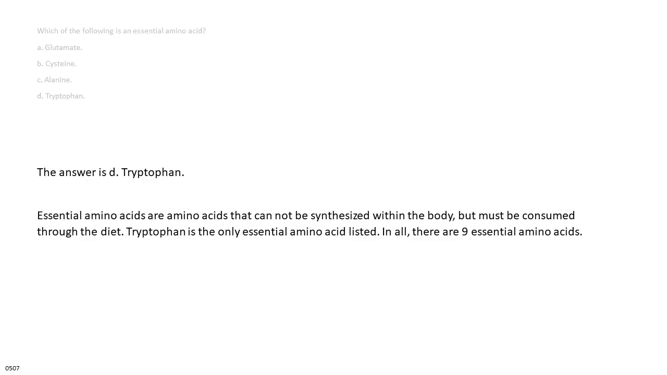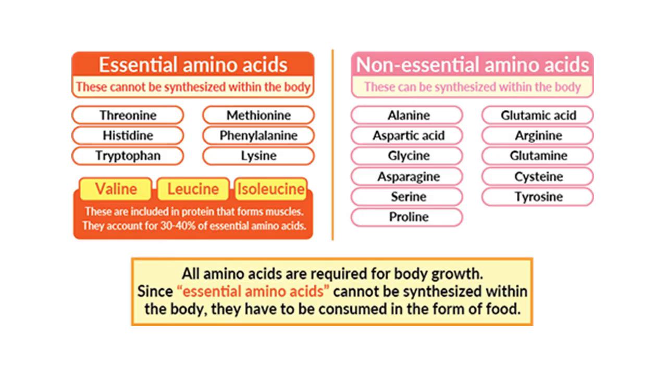The answer is D. Tryptophan. Essential amino acids are amino acids that cannot be synthesized within the body, but must be consumed through the diet. Tryptophan is the only essential amino acid listed. In all, there are 9 essential amino acids.